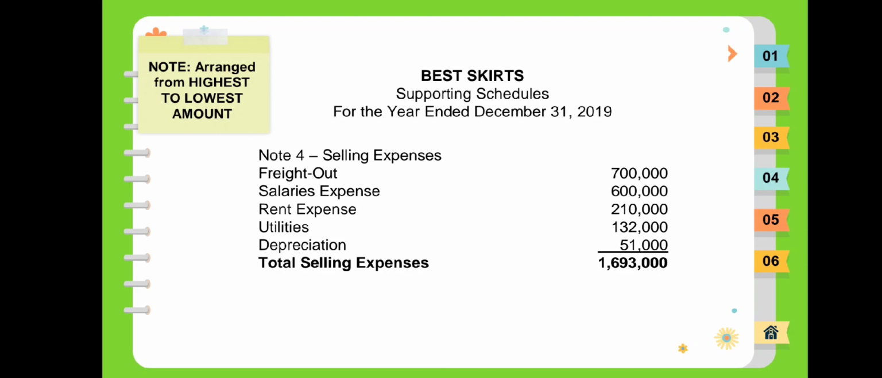But for freight out, wala siya sa allocation. Kasi yung freight out, for selling lang talaga siya. Selling expense lang talaga siya. So, don't forget to include freight out, ha? Baka yung ilagay nyo lang is yung nasa allocation na miss nyo yung freight out. Of course, mali pa rin yung selling expense nyo.